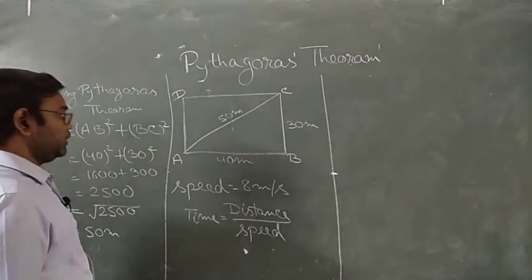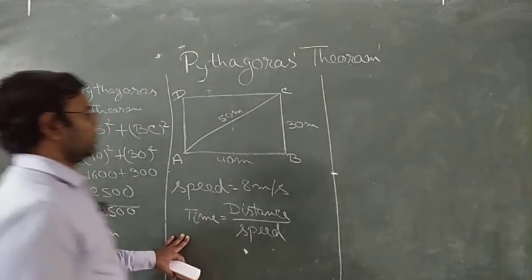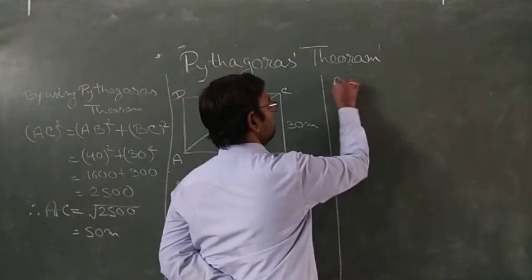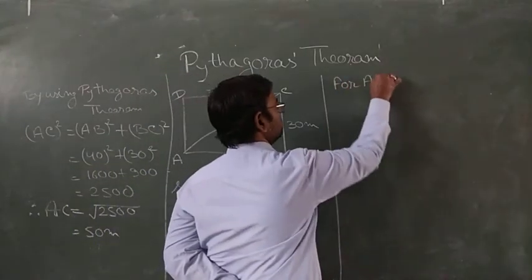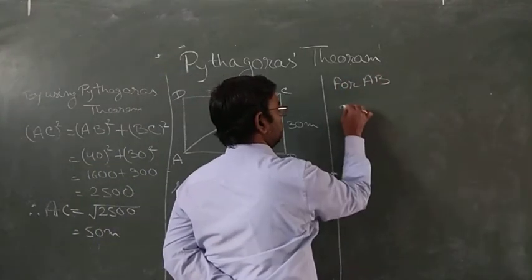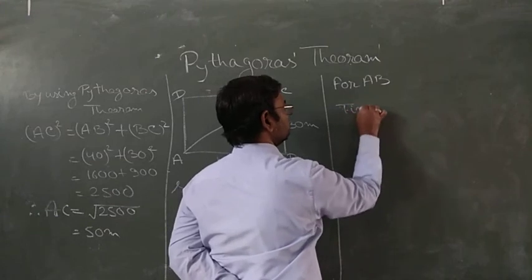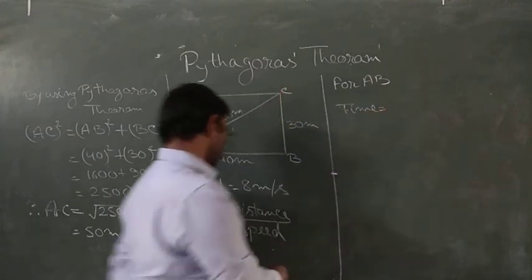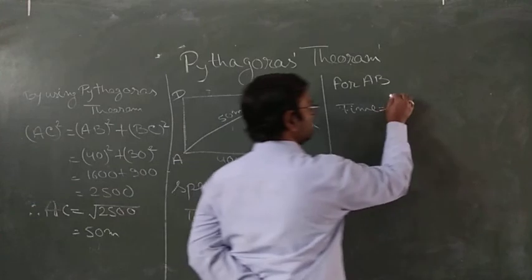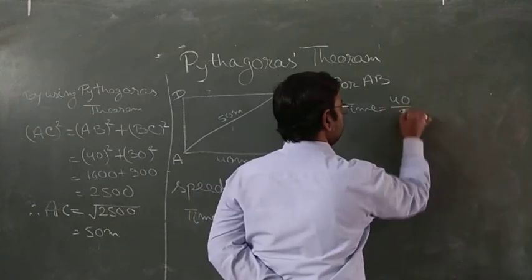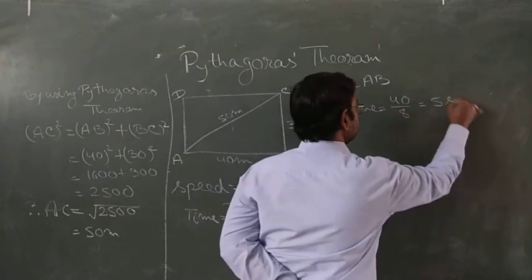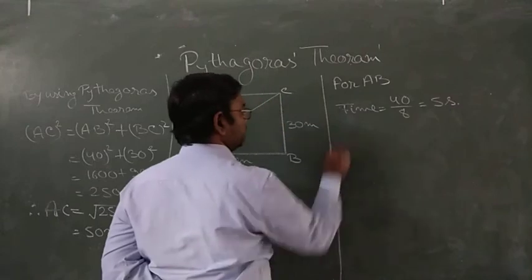So come to this side. For AB, time equals to, we use this one, so distance is 40 meter, 40 upon 8, 5 second. Clear?